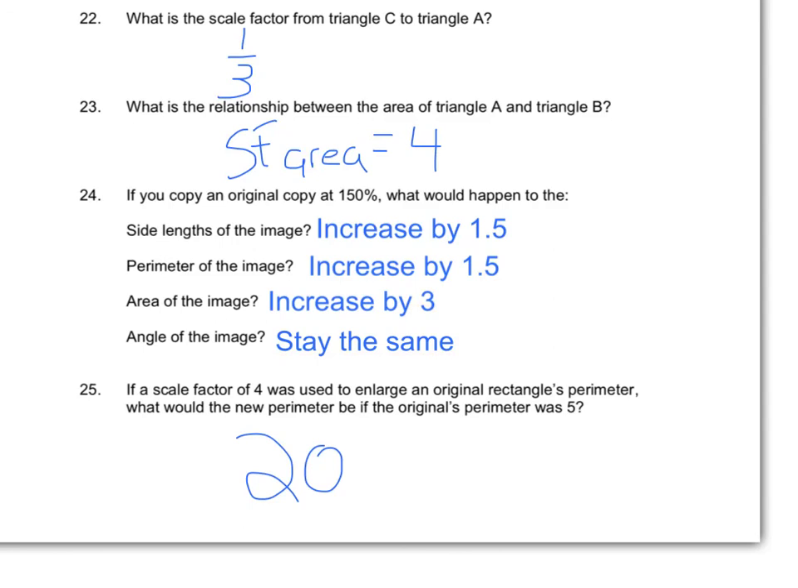Number 25. If a scale factor of 4 was used to enlarge an original rectangle's perimeter, what would the new perimeter be if the original's perimeter was 5? So if the original perimeter was 5, and we had a scale factor of 4, and we're just talking about perimeter, it's simply 5 times 4, which equals 20, and that would be the new perimeter.